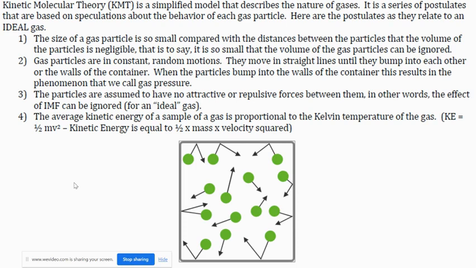So anyway, average kinetic energy of a sample then is proportional to the temperature in Kelvin. So the kinetic energy is 1/2 mass times velocity squared. I've never seen where we've actually had to use this equation on the exam, but it's good to have in your back pocket and be aware of. Okay?